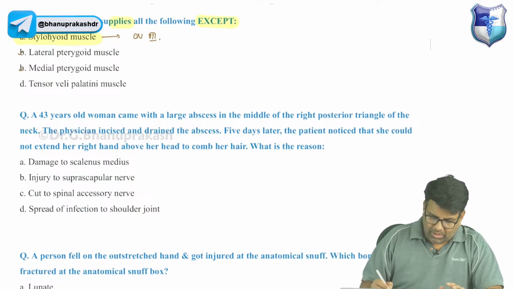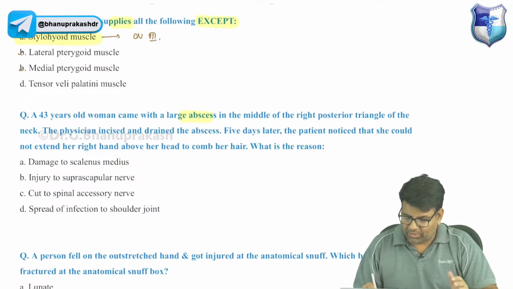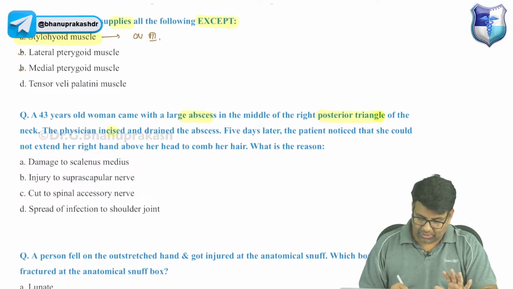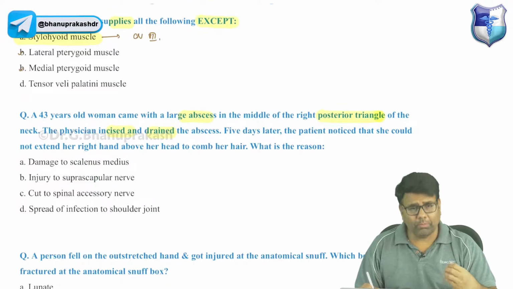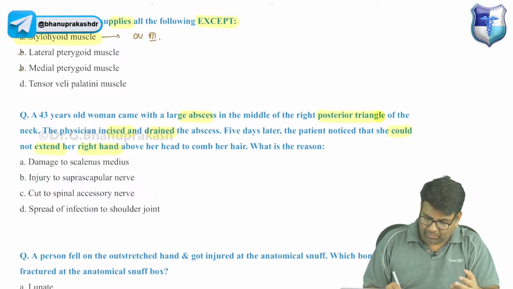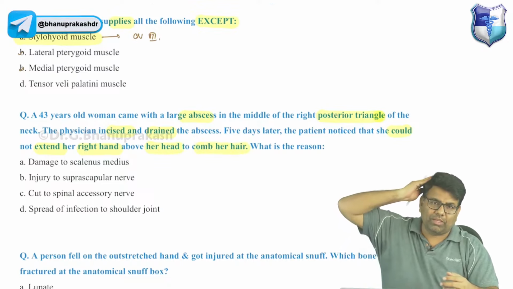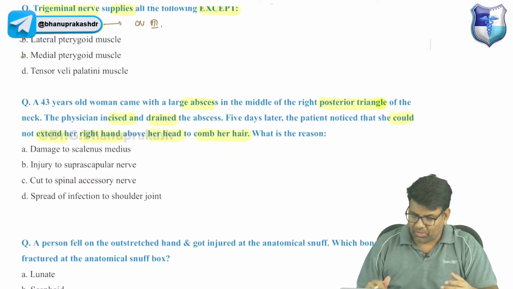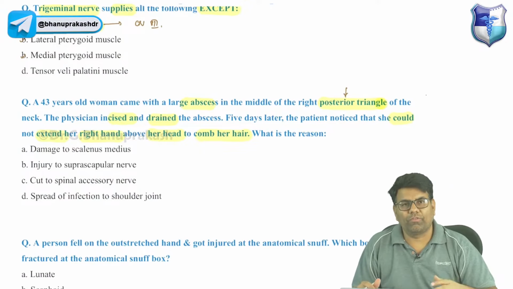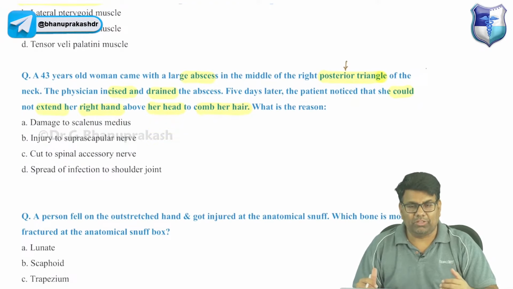Next question. An old woman has a large abscess in the middle of the right posterior triangle, for which incision and drainage was done. But post-operatively she could not extend her right hand above her head to comb her hair. So it means she can't do something like this. This movement was gone, especially after a surgical intervention in the posterior triangle of the neck. Which structure might have been damaged?